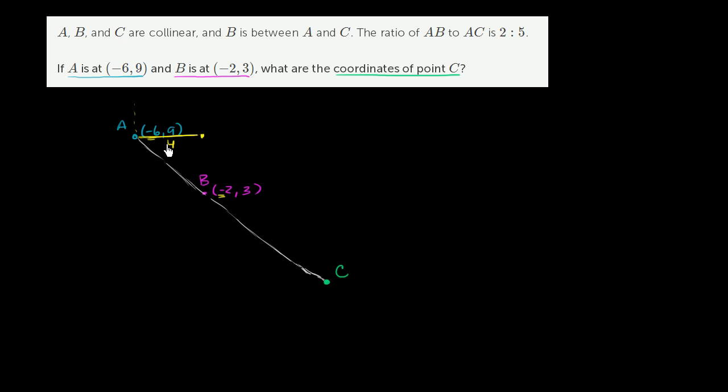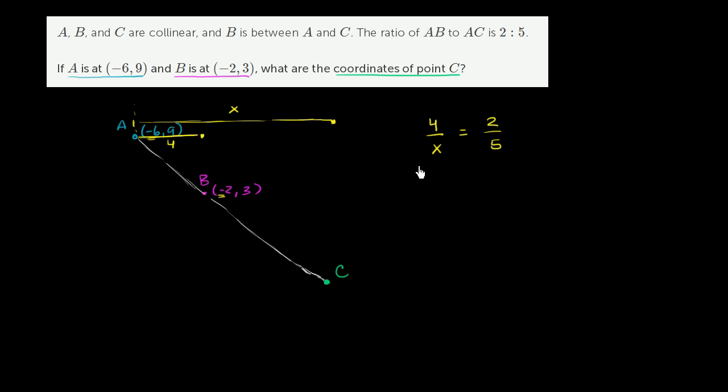Now, the ratio between this change and the change of the x-coordinate between A and C is going to be 2 to 5. So let's call this entire change x. The ratio between 4 and x, the horizontal change from A to B over the horizontal change from A and C, has to be the same ratio. So it's going to be 2 over 5.